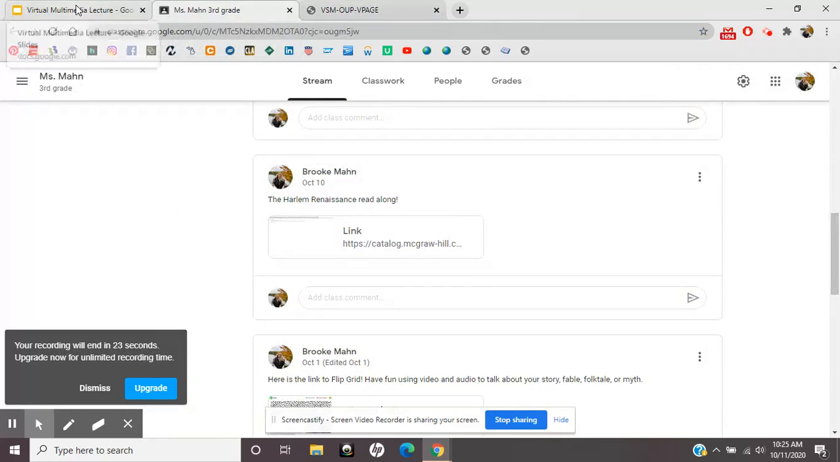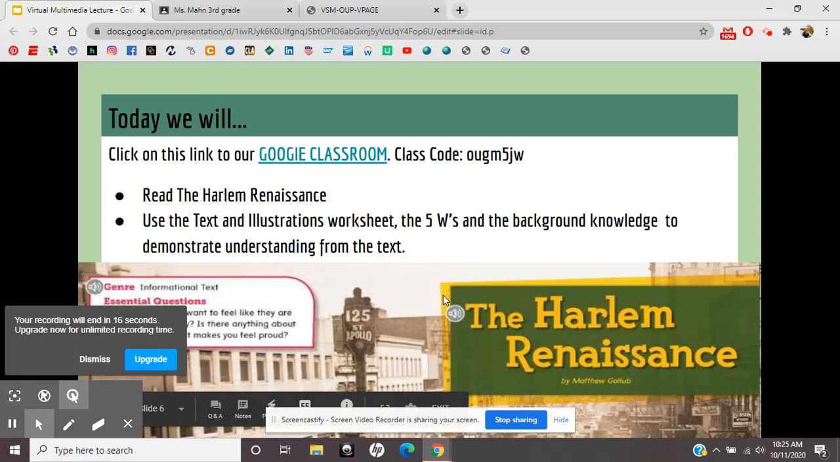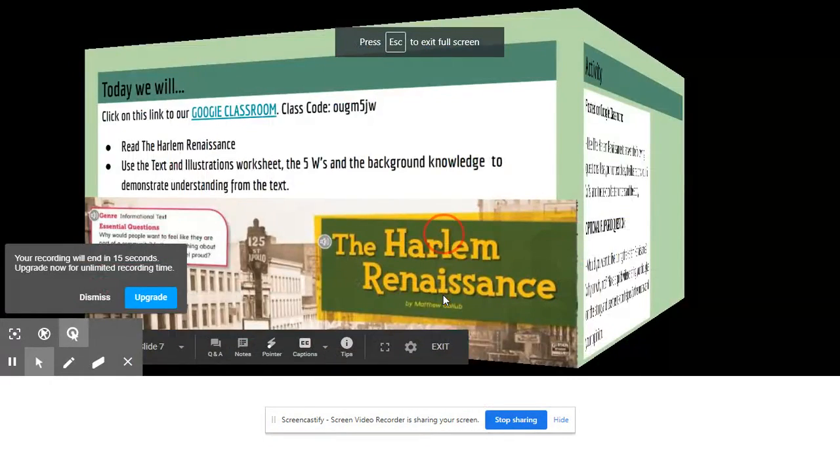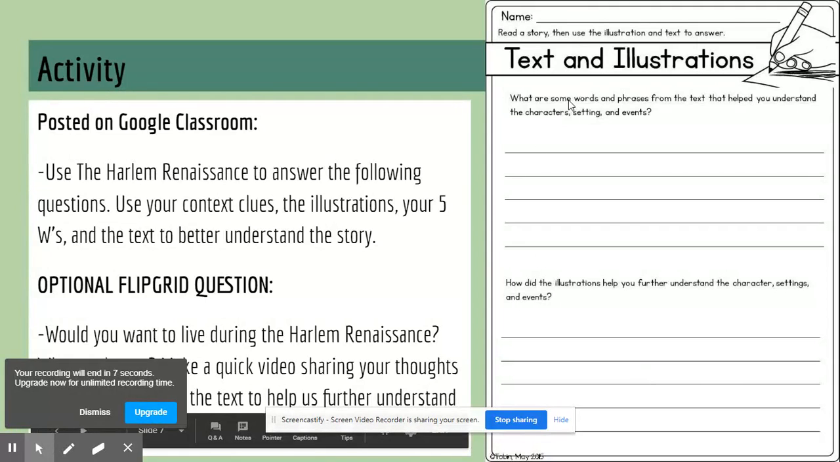And we're going to go back. You guys are going to do that on your own, the rest of it. Then we're going to go back to our slide. And you guys are going to do a text and illustrations worksheet. So here you're going to fill out what you've read and your understanding of the characters and settings.